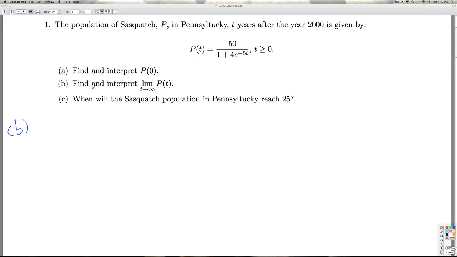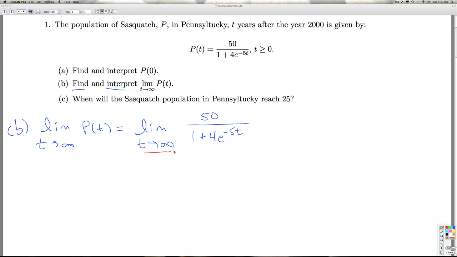All right, in part B, we're asked to find and interpret the limit as t goes to infinity of P of t. So let's check this out. The limit as t goes to infinity of P of t is the limit as t goes to infinity of 50 divided by the quantity 1 plus 4e to the negative 5t.